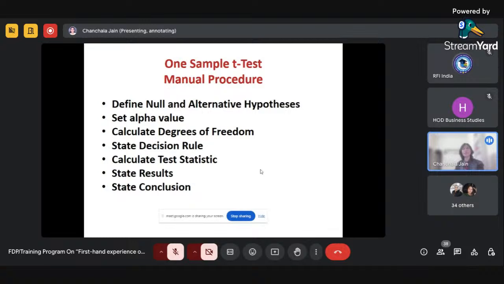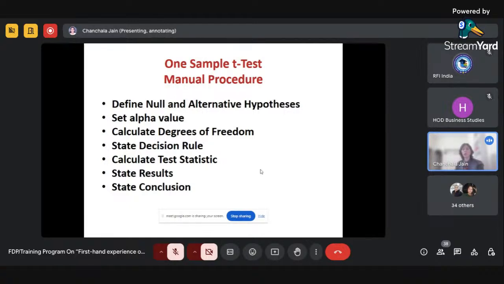Then you need to state the decision rule. Decision rule means you will decide beforehand that if your calculated value is less than your tabulated value, or your p-value is less than your level of significance, something like that. Whatever the thumb rule is, you need to state it.